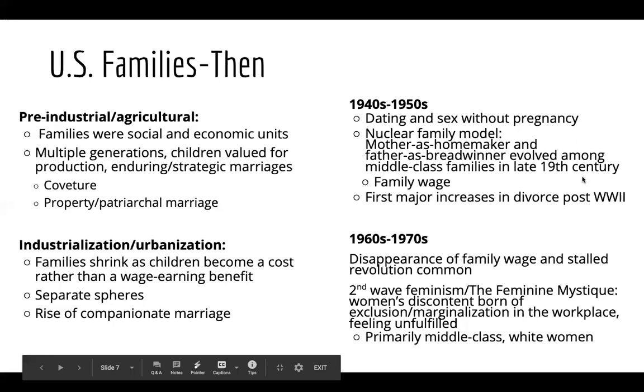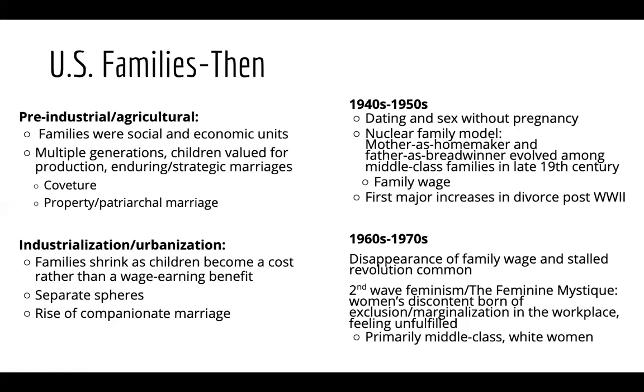And then in the 1960s and 1970s, if you think about what was discussed in previous chapters about the economic shift and the beginning of deindustrialization and the rise of the information revolution, you see the disappearance of the family wage. And although women were beginning to enter college as well as other careers that had previously not been available to them, the concept of the stalled revolution became common.